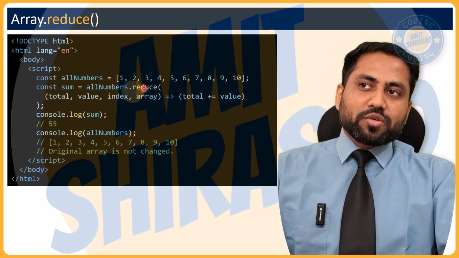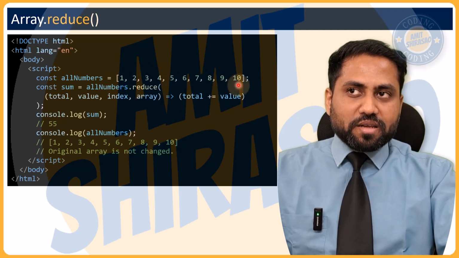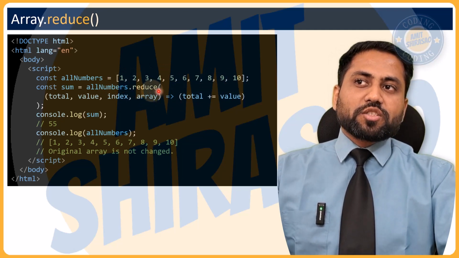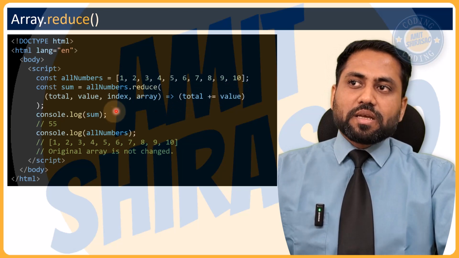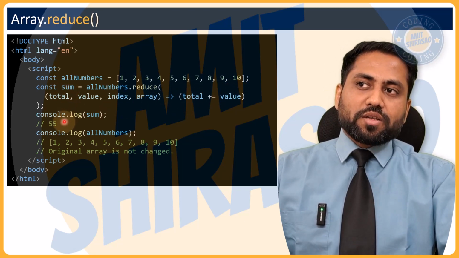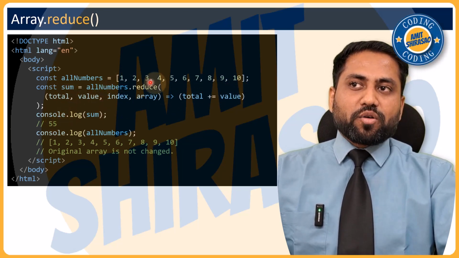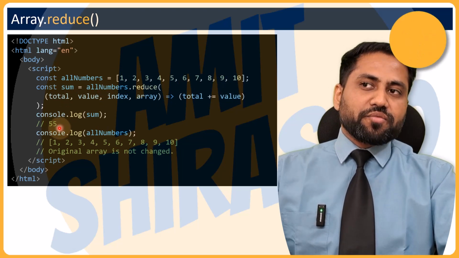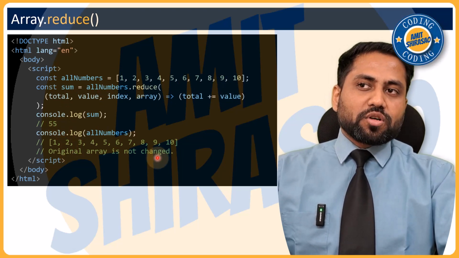So if reduce iterates through the entire array, then at the end of it you will actually get the total of all these numbers, and that becomes the value which is consoled out. So if you add all these numbers, you'll get 55. Again, the original array is not changed.